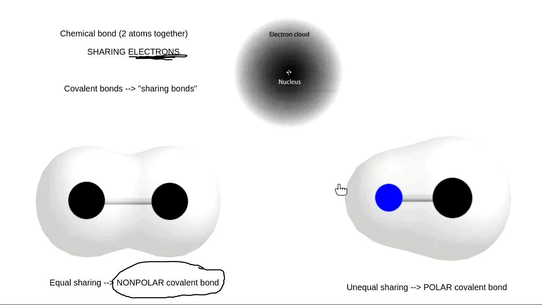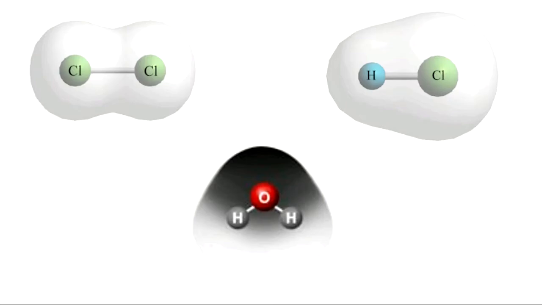All right, so let's talk about then what happens with these polar covalent bonds. So say I am not sharing equally. Let's talk about what happens with that. So let me skip that. We'll come back to that.